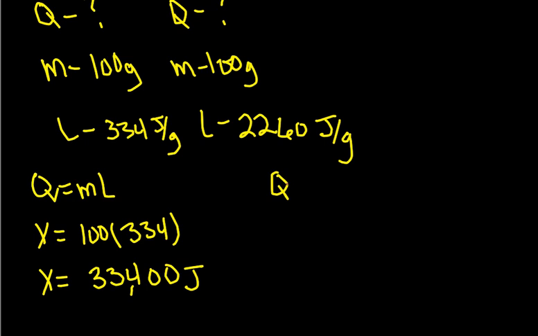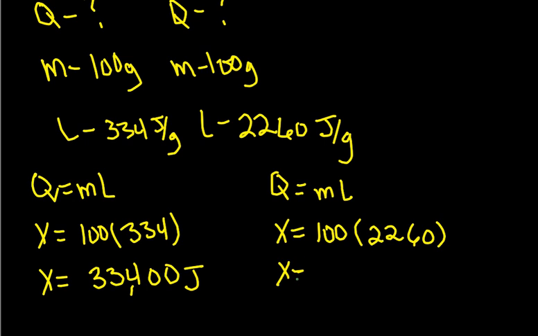So now let's do it for boiling. So Q equals mL. X is what I'm looking for, the energy. Mass is still 100, and the latent heat of vaporization is 2260. So X equals 226,000 joules. So to compare those amounts, it requires a great deal more energy to boil water than it does to melt that water, a significantly greater amount.